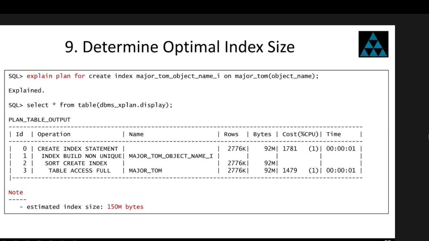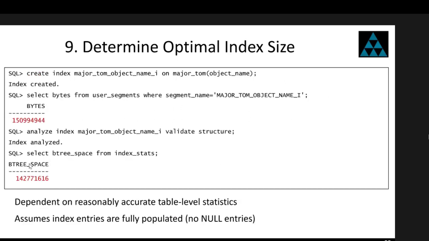This estimate is pretty accurate as long as you keep a couple golden rules. All right. Now, if I create my index, guess what? Yeah, it's absolutely in the right ballpark. It's about 150 meg. It's done this precisely.